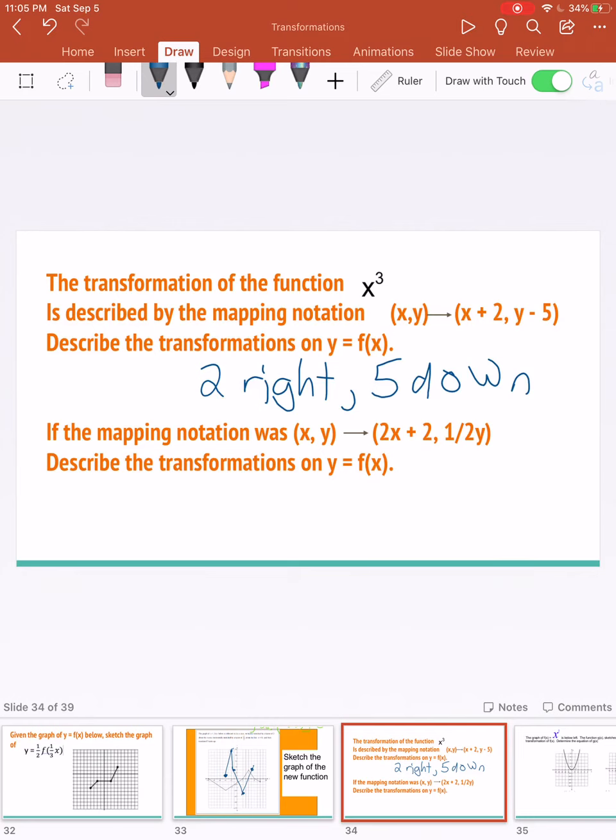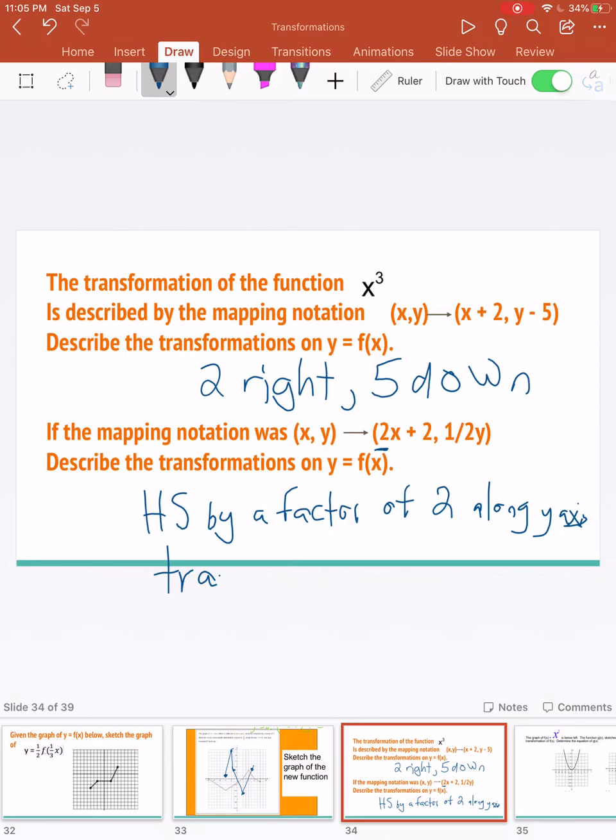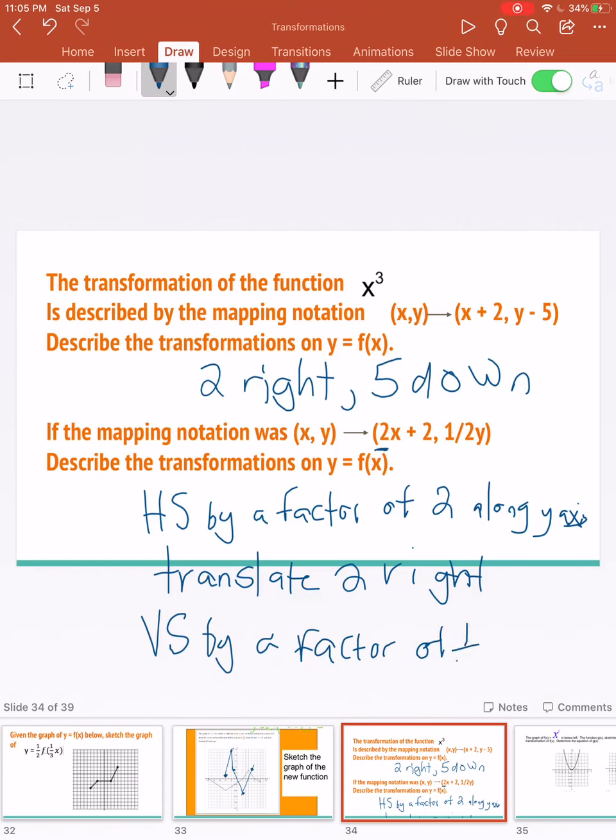Okay, if the mapping notation was 2x plus 2, describe the transformation. So this 2 would mean I have a horizontal stretch by a factor of 2 along my y-axis. This 2 here would mean I'm translating 2 units right. Okay, and the 1/2 would mean a vertical stretch by a factor of 1/2 along the x-axis.